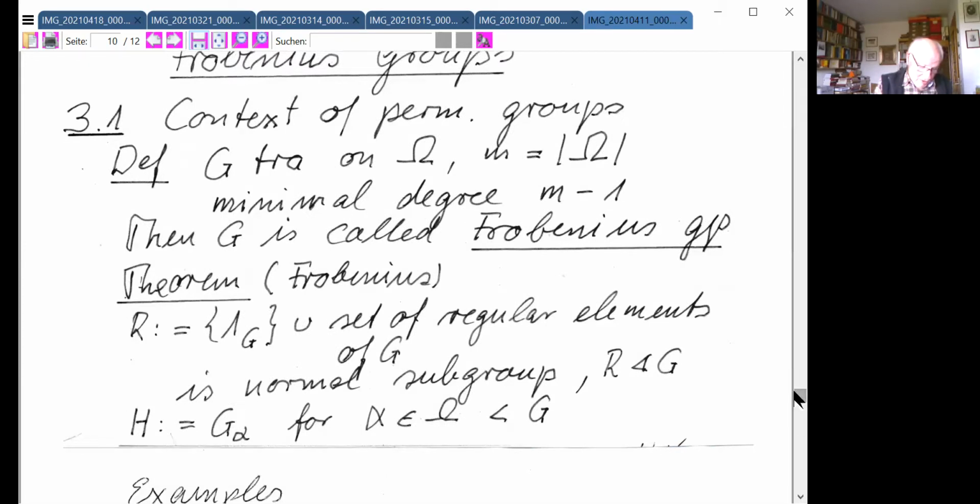In the context of permutation groups, a Frobenius group is defined as a transitive group on a set omega of m elements with a minimal degree m minus 1, which means the stabilizers of one point must have the minimal degree, and if you take in G_alpha the stabilizer of beta different from alpha, this must be 1, because this would be m minus 2 transitive, and the minimal degree of this group is m minus 1.